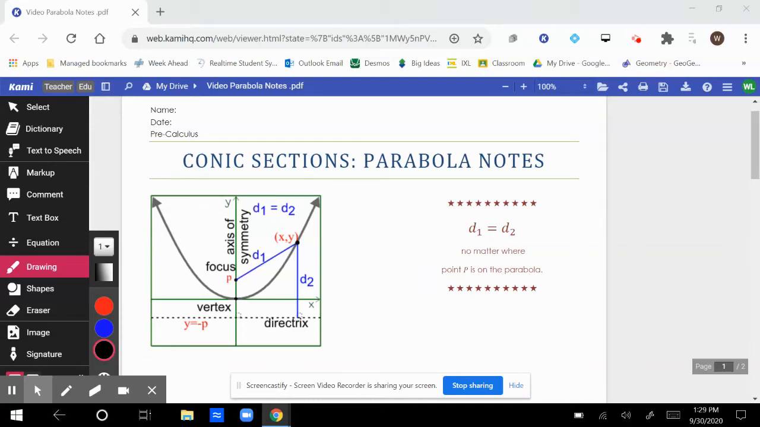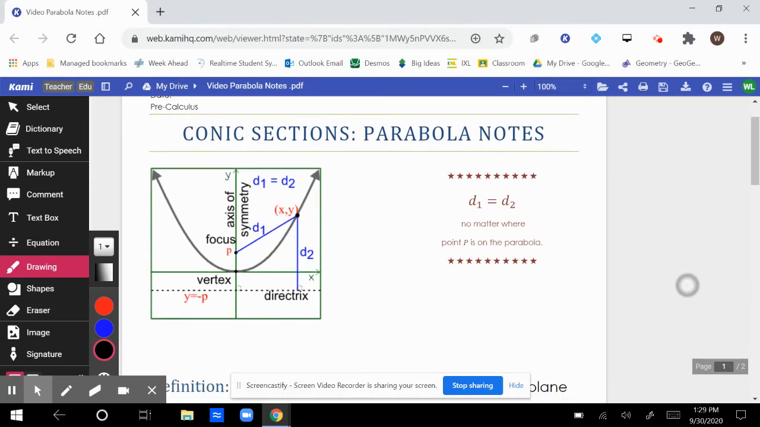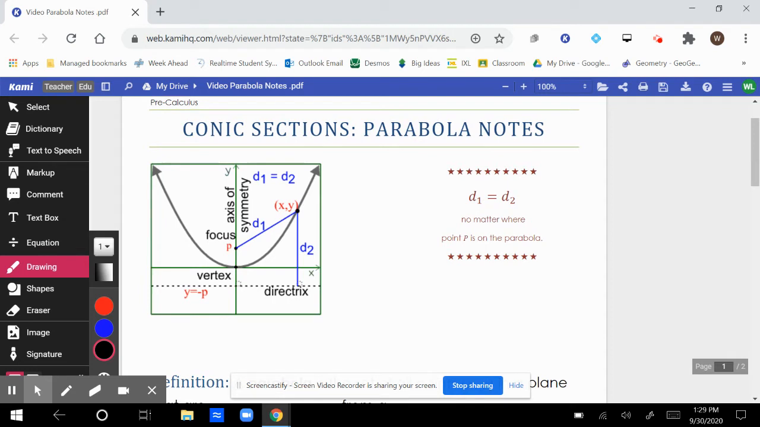Hey guys, so we are on to our third conic section, which is parabolas. We've done ellipses and hyperbolas. Now number three is parabolas. You should be familiar with parabolas. You definitely worked with parabolas in Algebra 1 and last year in Algebra 2. But you'll see that the way that we look at parabolas is a little bit different in pre-calc.